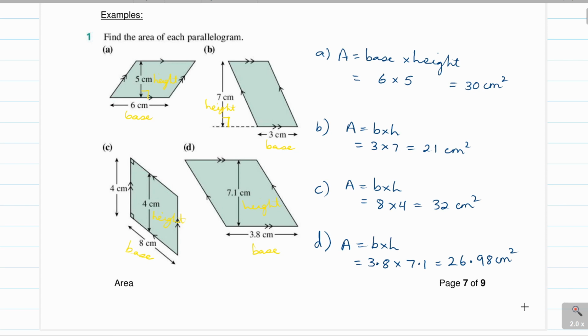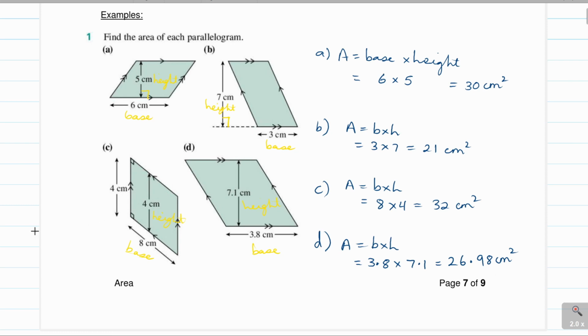Alright, so hopefully you paused and you did the questions and you got these answers. So the area of A is 30 centimeters squared. Your units are important. If you get your units wrong, you could have the possibility of losing the whole mark for that question. Alright, for your answers. So B is 21 centimeters squared. C is 32 centimeters squared. And D is 26.98 centimeters squared.